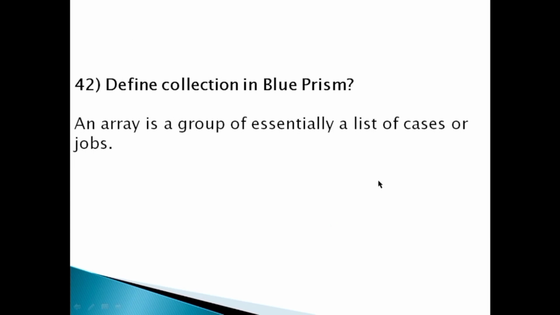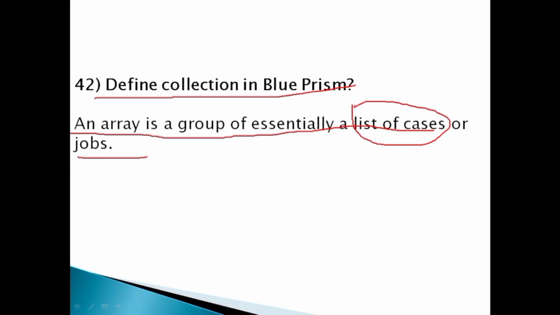Define collection in Blue Prism. So collection is an array of data items. It contains one or more than one data items in it. These data items may have the same or different data types.